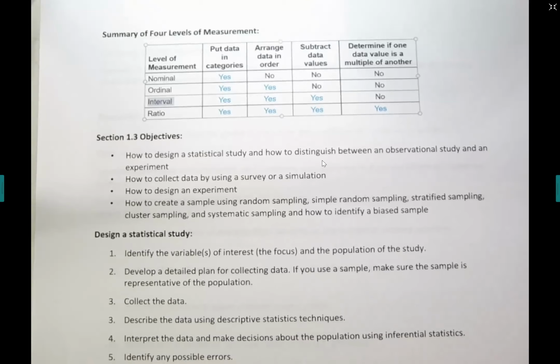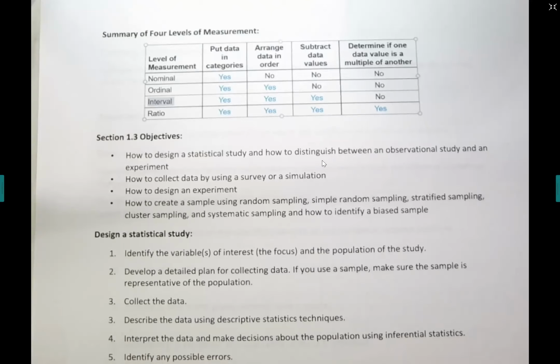Develop a plan for collecting data, and it will be nice if the plan is based not on a biased sample, but a real random sample. Collect the data, then describe the data using descriptive statistics, and then at the very end, interpret the data, make conclusions out of the data, and identify any possible errors.